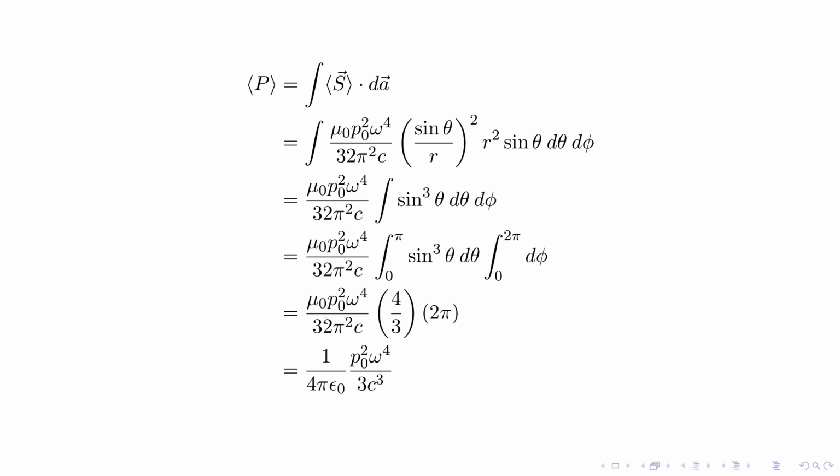So we have 4 times 2 is 8 divided by 32. We have 4 left over, 1 over 4 pi epsilon naught. It's our old familiar friend. We change the mu naught into epsilon naught c squared, so we have another 2 c's. 1 over 4 pi epsilon naught is a very common thing. We have p naught squared omega to the 4th over 3 c to the 3rd power. So again, the total power doesn't depend on how far you are from the center because no power is being lost. It does show you that the factor p naught squared and the factor of omega to the 4th are still present. Increasing the frequency dramatically increases the power.